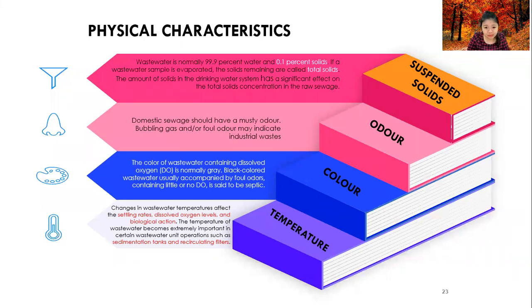Okay. For colors, the color of wastewater containing dissolved oxygen is normally gray. Black-colored wastewater is usually accompanied by foul odors. Wastewater containing little or no dissolved oxygen is said to be septic. The changes in the wastewater temperature affect the settling rate, dissolved oxygen level, and also biological actions. The temperature of the wastewater becomes extremely important in certain wastewater unit operations such as sedimentation tanks and recirculating filters.